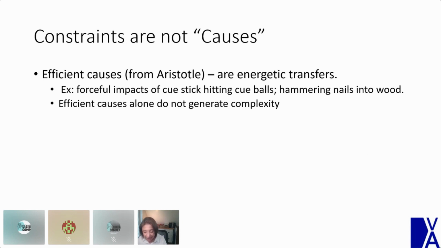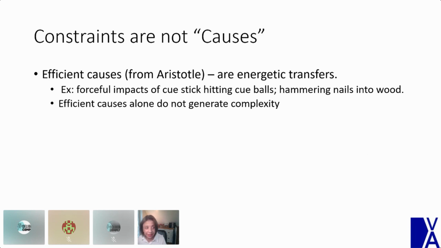Now, what I want to really emphasize, which is most of my work for the last number of years, is that my training is in philosophy, and philosophers and mechanical Newtonian science have focused on, those of you in Europe have probably studied Aristotelian efficient causes. Those of you in the United States probably haven't. But Aristotle considered efficient causes energetic transfers. So if you think of the forceful impact of cue sticks hitting cue balls or nails being hammered into wood, those are examples of efficient causes.